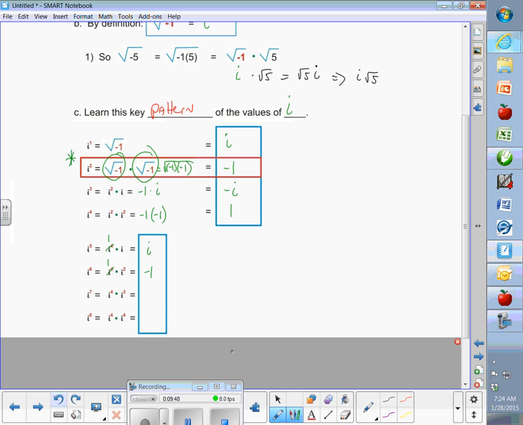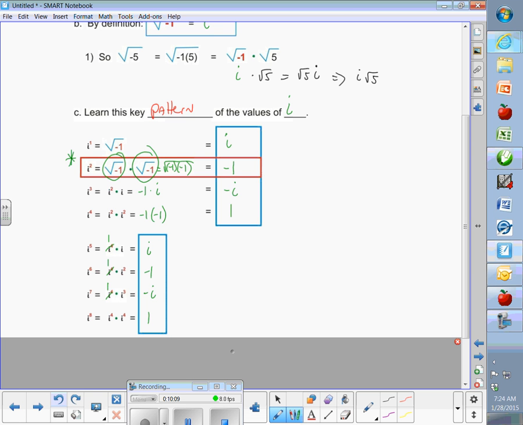I to the seventh. And I to the fourth is 1. So it's 1 times I cubed. What was an I cubed? An I cubed was a -I. And what's an I to the eighth? A 1 times a 1, which is a 1. I, -1, -I, 1.